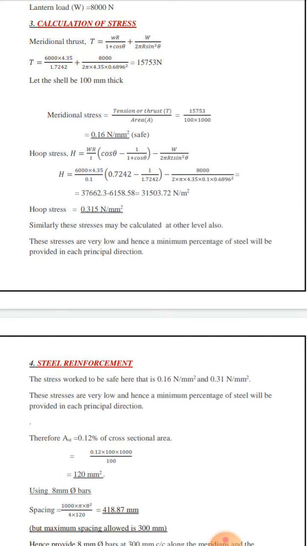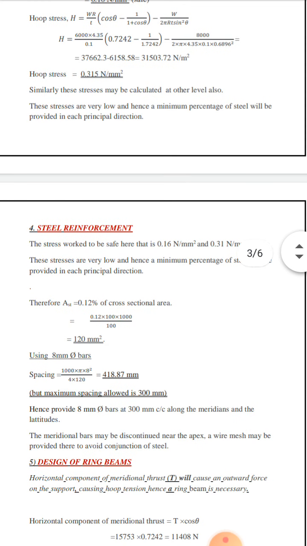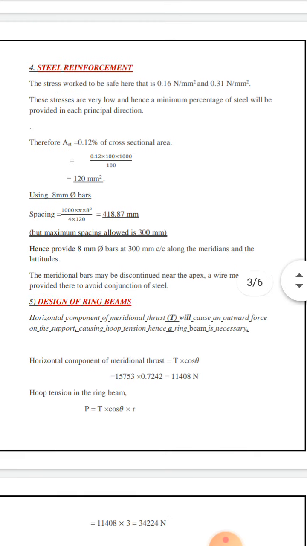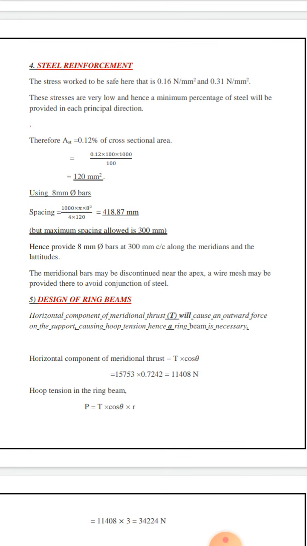Next you calculate steel reinforcement. Since the hoop stress and meridional stress are very low, we provide minimum steel, that is 0.12% of the cross-sectional area. So Ast is 120 mm square. If you use 8 mm diameter bars, the spacing will be 418, but the maximum spacing as per the code is 300 mm. Hence provide 8 mm diameter bars at 300 mm center to center along the meridian and the latitude. The above Ast is discontinued near the apex. A wire mesh may be provided there to avoid congestion of steel in the apex portion.